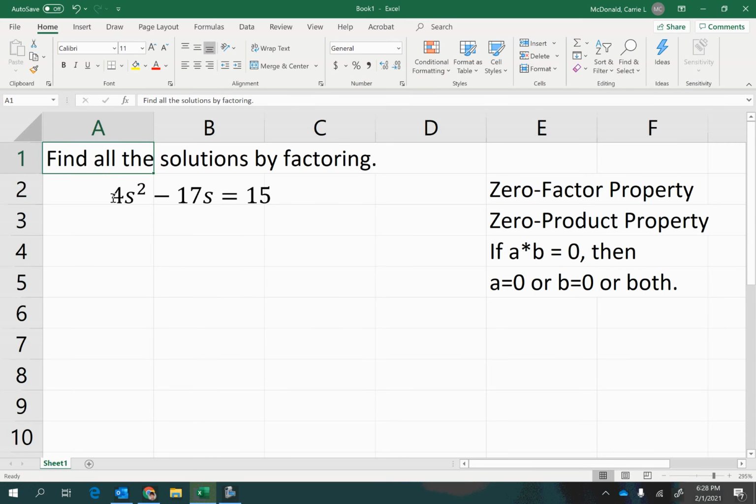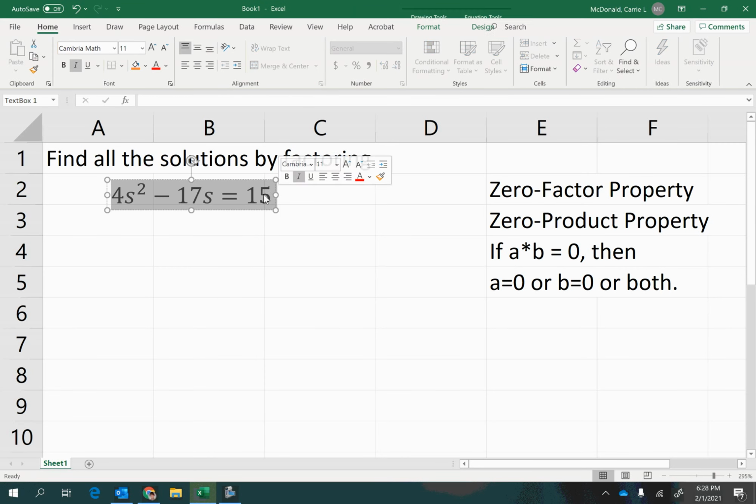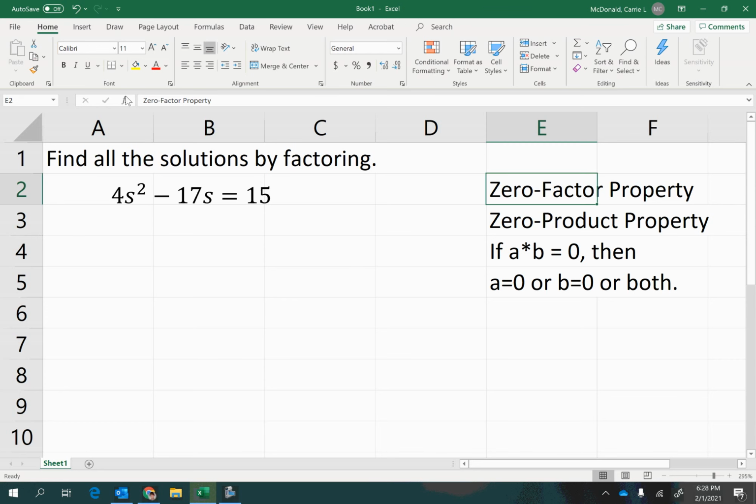Find all the solutions of this equation by factoring, right? In order to do that, we're going to have to use what we call the zero factor property, or sometimes it's referred to as the zero product property. And both could be proper to name this property.